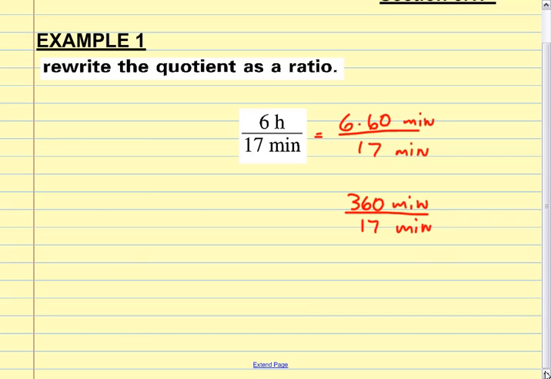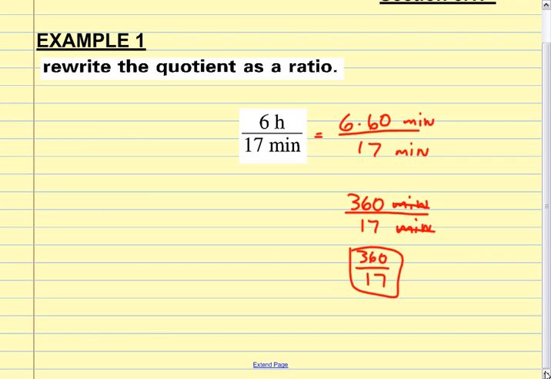Now, let me ask you this. Can I reduce that any further? No. What do I do with the units now, Isabella? It's a ratio. I can just get rid of them. It's 360 over 17. That's our ratio.